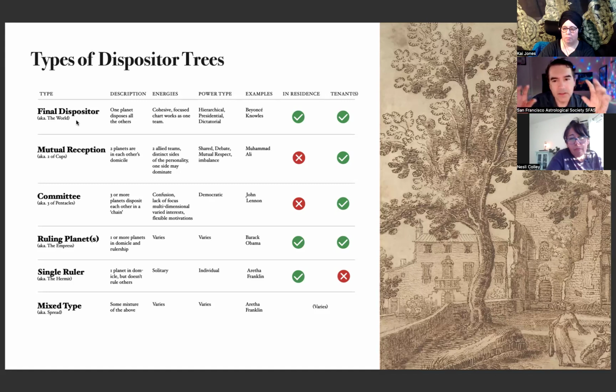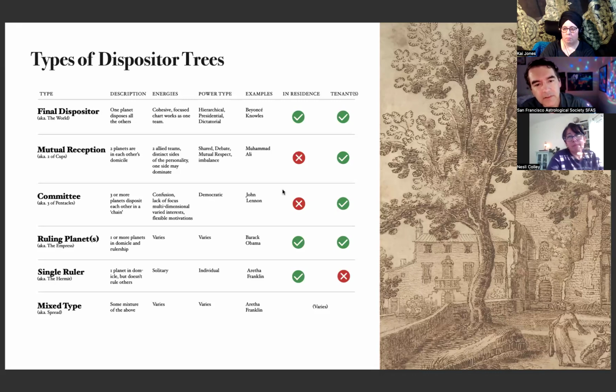Three or more planets make what is basically a dispositor chain. This is the most confusing one and will take you a little time to practice with. I myself have to sit here and draw them sometimes more than once because it's not always clear what the right order is. Just as it's hard to draw these trees, this can indicate confusion, a lack of focus, varied interests, flexible motivation. The power type is maybe more democratic. There's no way for the chart to function unless Venus is in charge of Jupiter and Jupiter's in charge of Mercury, and they have to work together.